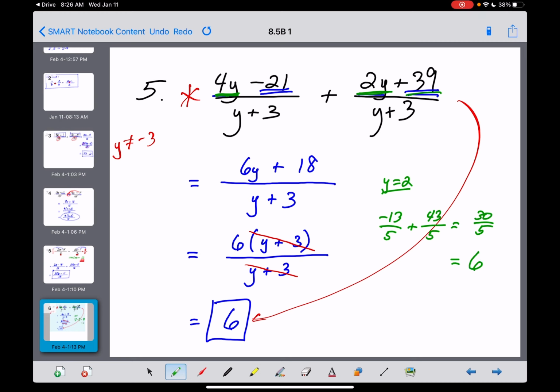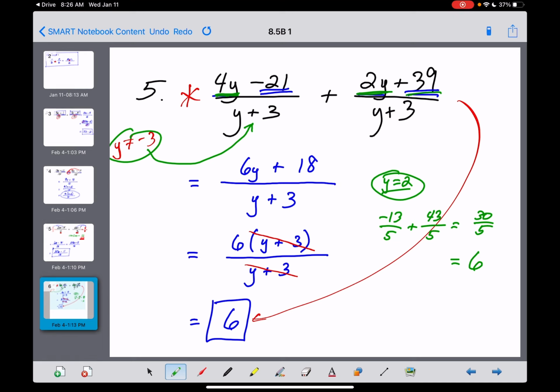So that will work for any y value that you choose, including positives, negatives, fractions, decimals, anything except for negative 3. And the reason for that is if you look at what happens in the denominator, if we let y equal negative 3, your denominators are both going to become 0. And that's the one denominator that we can't have. So you kind of have to exclude that value right there from the domain of this function. But if you were to put in any other y value other than negative 3, you're going to get 6 for your result.